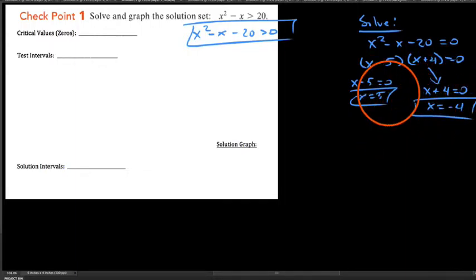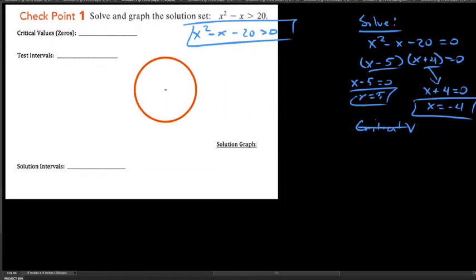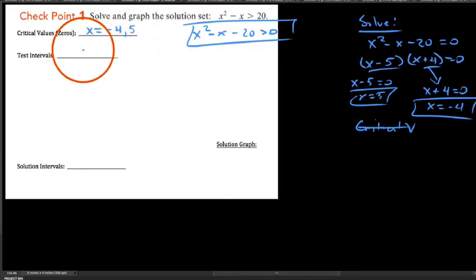But these right here, what we're going to write here is these are my critical values. And actually, I don't have to write this because I left a little thing up here. We say our critical values are at negative 4 and positive 5. So we say, what are our test intervals?